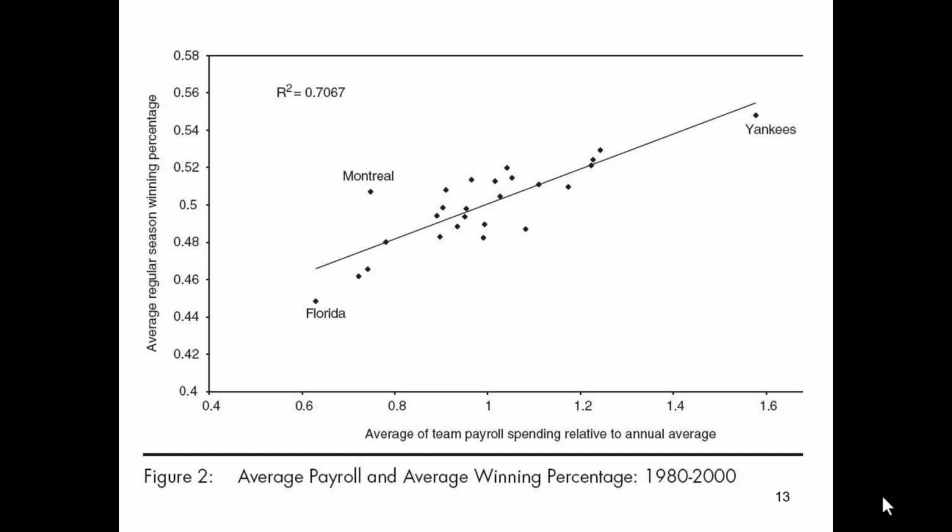And here's some baseball data. They basically took the average annual salaries of all the players and the team payroll for a 20-year period, and then the average winning percentage, and then they plotted it. And you see, this is a pretty decent fit. It looks pretty linear, right? And those darn Yankees, they have a lot of money and they have a large payroll and they win a lot of games, at least from 1980 to 2000. Florida, not so much.